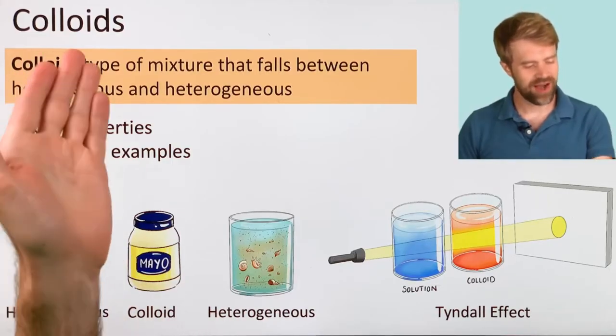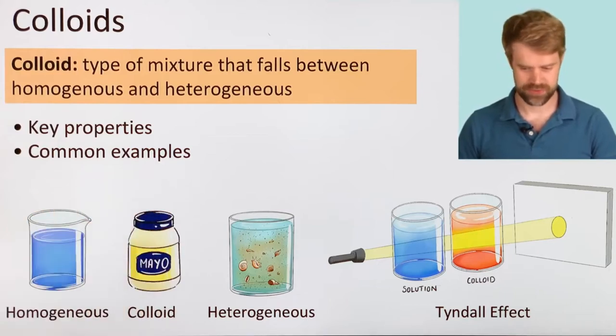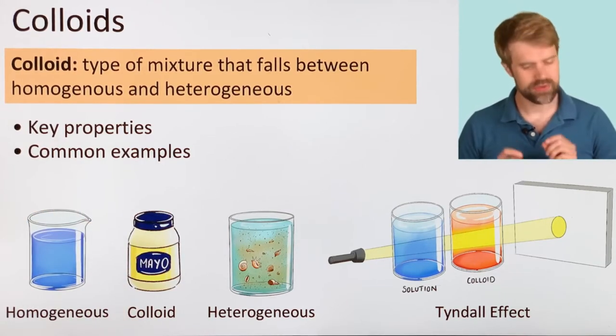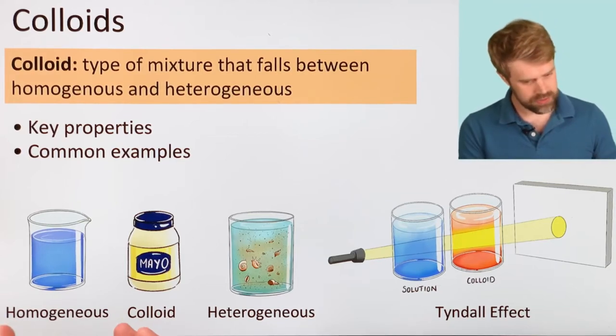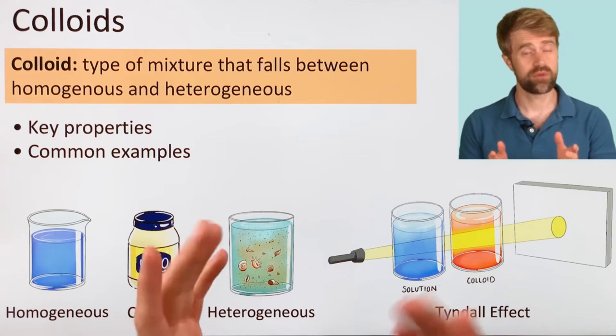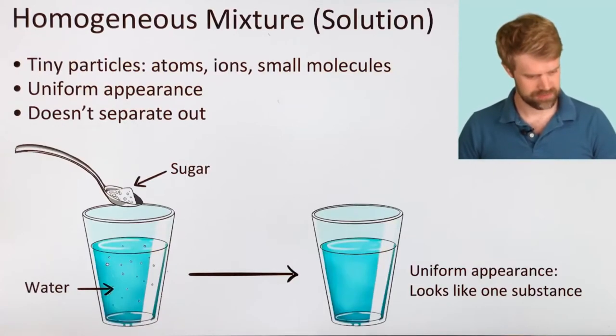Let's talk about colloids. We'll look at some key properties and common examples. A colloid is a type of mixture that falls somewhere between a homogeneous mixture and a heterogeneous mixture. So, first off, a touch of review on types of mixture.